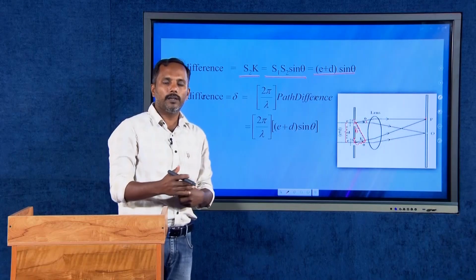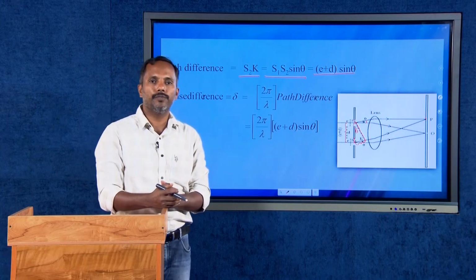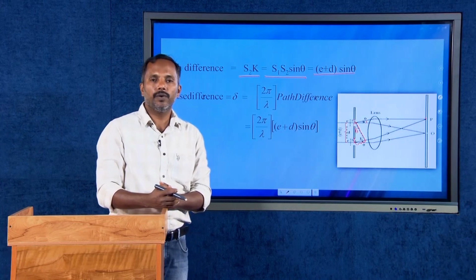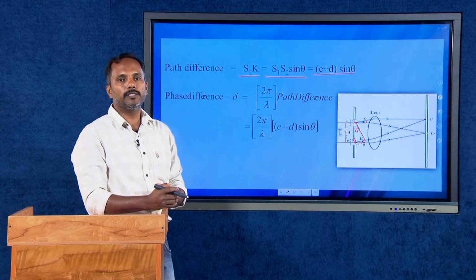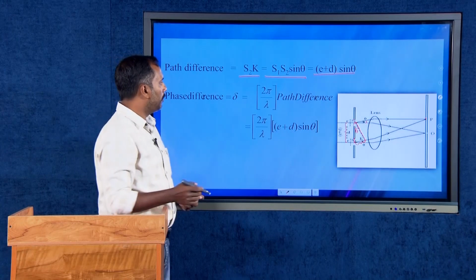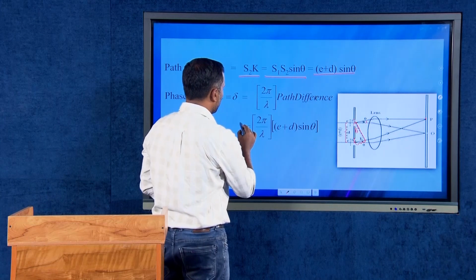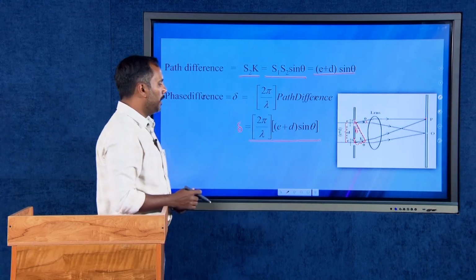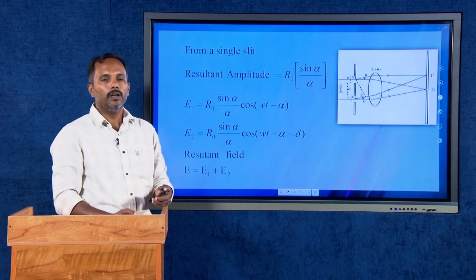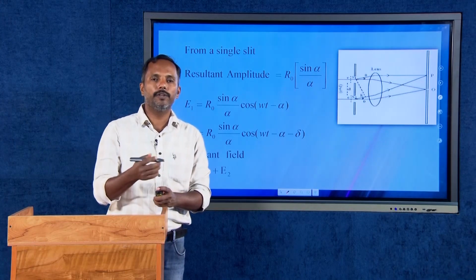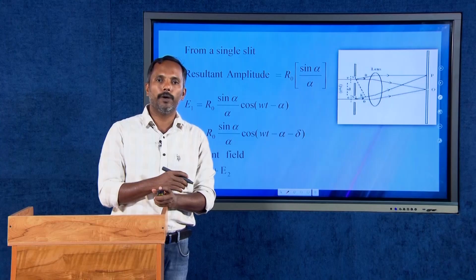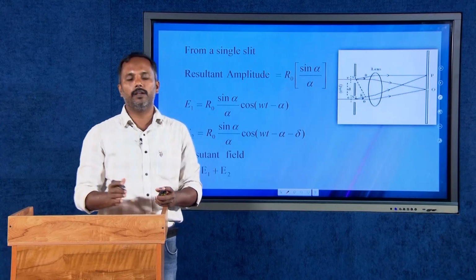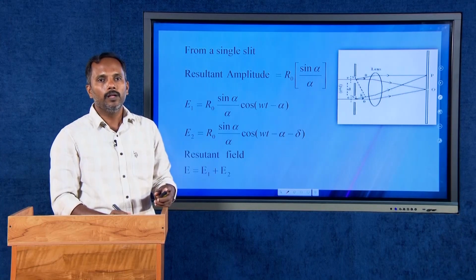We know the relation between phase difference and path difference: phase difference is equal to 2 pi by lambda into path difference. Now we will have the equation for the phase difference delta as 2 pi by lambda into (e plus d) sin theta. Now we have to derive the resultant amplitude at point P, and then obviously we can have the equation for the intensity as well.